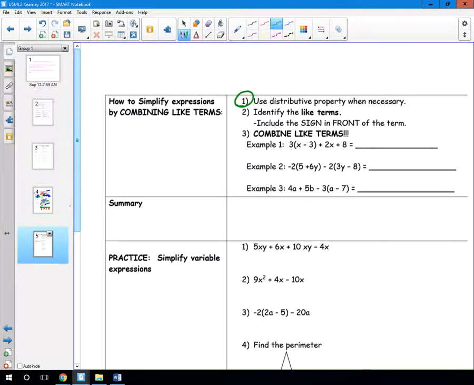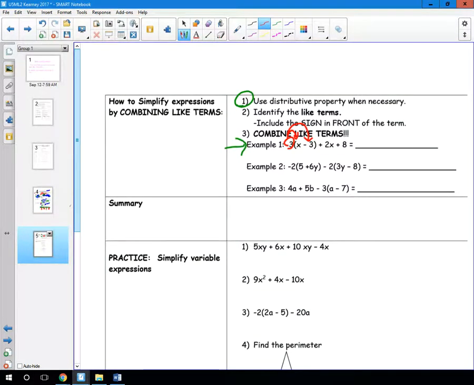Step 1, what I want you to do is look at the expression and determine, can you use distributive property, okay? So we're going to look at example 1 right here, and we're going to use these 3 steps, okay? So example 1, we're going to see if we can use distributive property. Do you see any parentheses that we could use? Yeah, so we're going to distribute that 3. And remember, you're only distributing it to what's inside the parentheses, not the whole problem, because you're only multiplying that x minus 3 times 3.